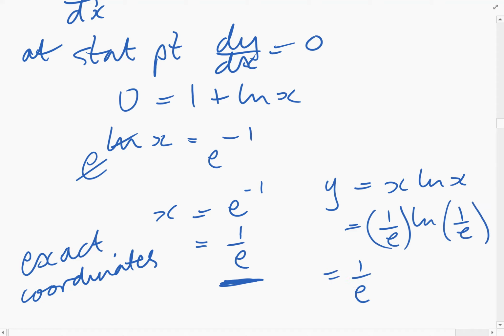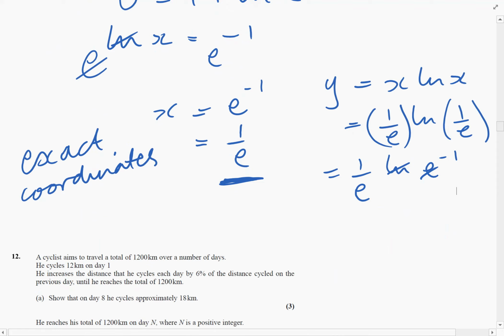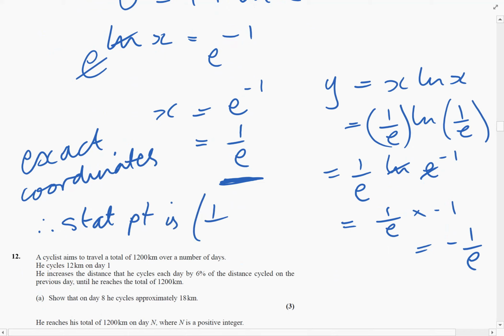So that's 1 over e. Then ln of 1 over e is ln e to the minus 1. So these are just going to cancel, and you'll end up just doing 1 over e times minus 1, which is just going to give you minus 1 over e. So the final answer to this is the stationary point is 1 over e, that's the x value, minus 1 over e is the y value.